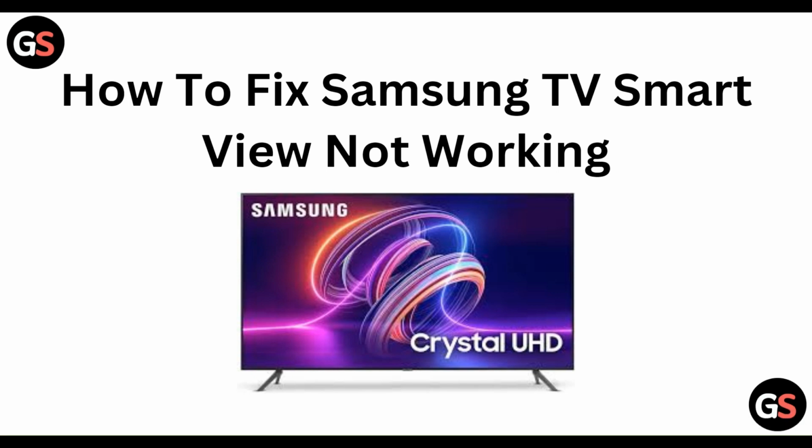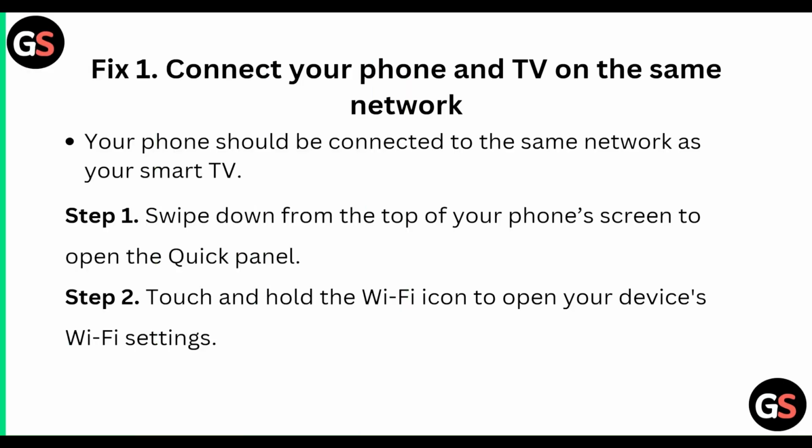In this video, we will guide you through the process how to fix Samsung TV Smart View not working. So guys, we are going to discuss each step. First of all, connect your phone and TV on the same network. Your phone should be connected on the same network as your smart TV.